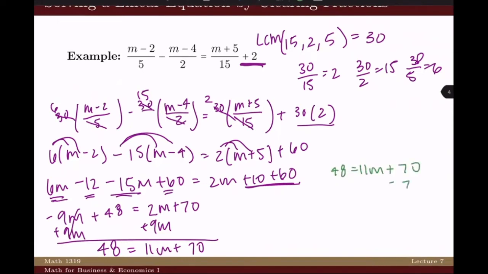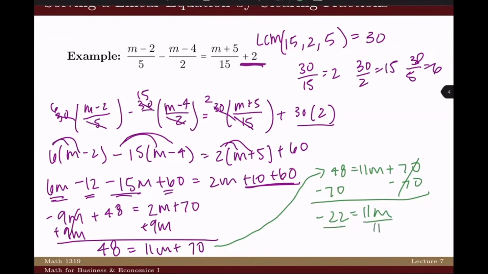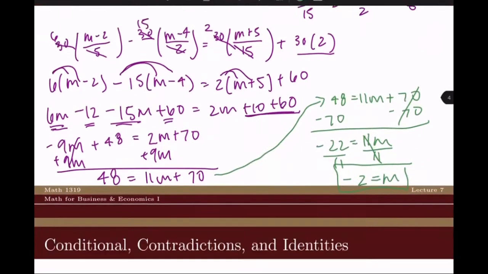So minus 70 on each side. Let's do this to make that clear. 48 minus 70 is negative 22 equals 11m. Next we'll divide by 11. So we get negative 2 equals m. Moving on.